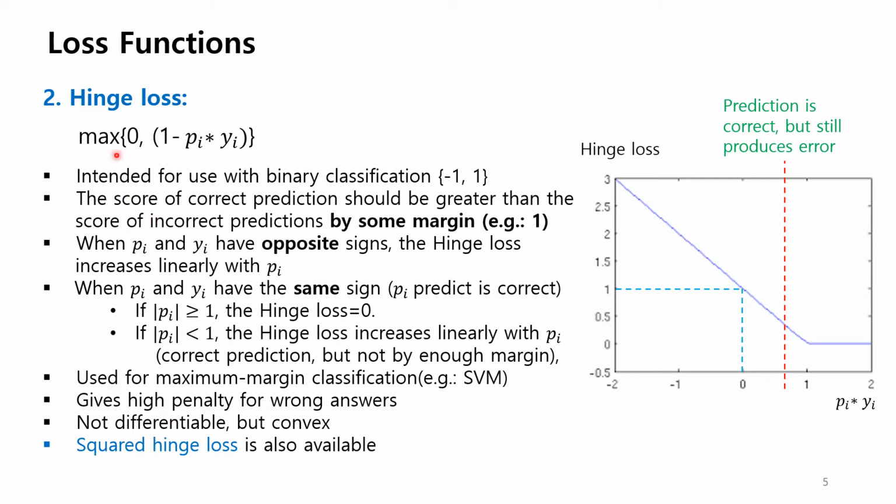Also, if you look at the formula here, this is not differentiable, right? Because we have max here, so it's not differentiable. But the good news is this is a convex function. As you can see here, this shape is convex, okay? And because this is not differentiable, sometimes we use something called the squared hinge loss. That's basically a square form of this, and it's also available. Okay. So this is hinge loss.